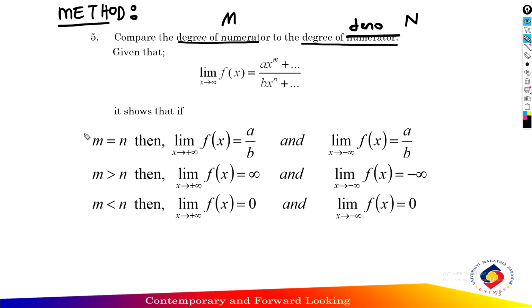First, if the degree of the numerator equals the degree of the denominator, case number 1, then the limit of f(x) as x approaches positive infinity equals a over b, and the limit of f(x) as x approaches negative infinity equals a over b. Okay, and then examples.